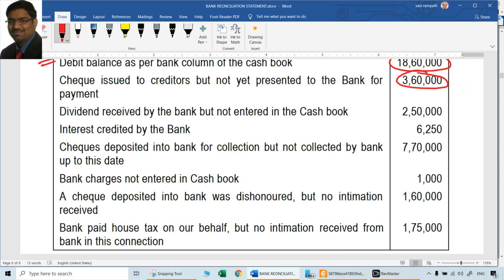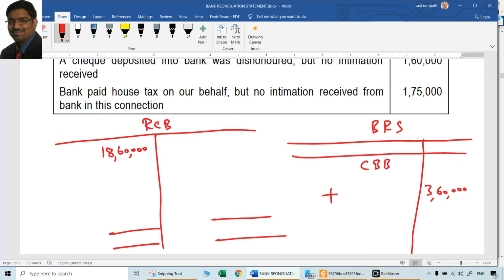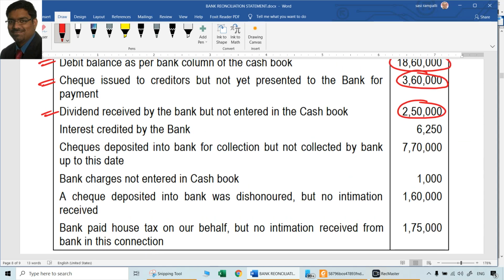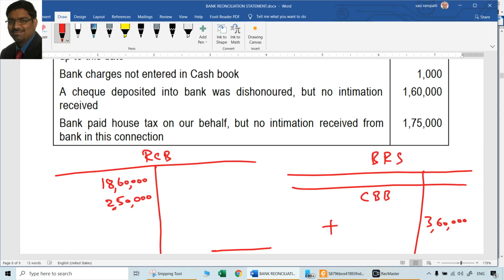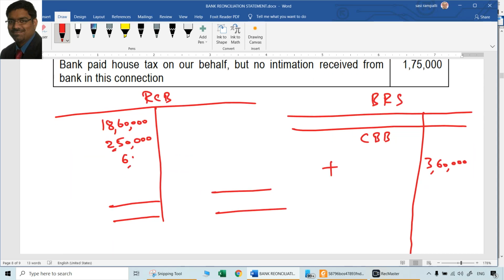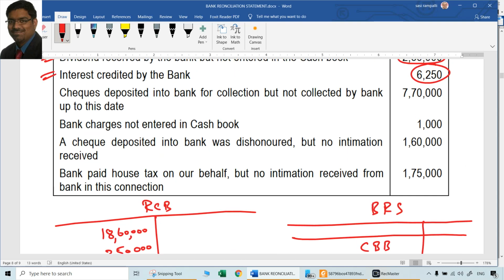Then this is done. Dividend received by the bank but not entered in cash book. It's okay. Now we can enter it. The received means it is a deposit. So 2,50,000 we can debit the cash book now. Done. Interest credited by the bank means it is interest received, not paid. It is not charged. It is allowed. So credited by the bank means that will be debit for us. 6,250, which we did not record earlier. Now we are recording it. You can debit the cash book with that.